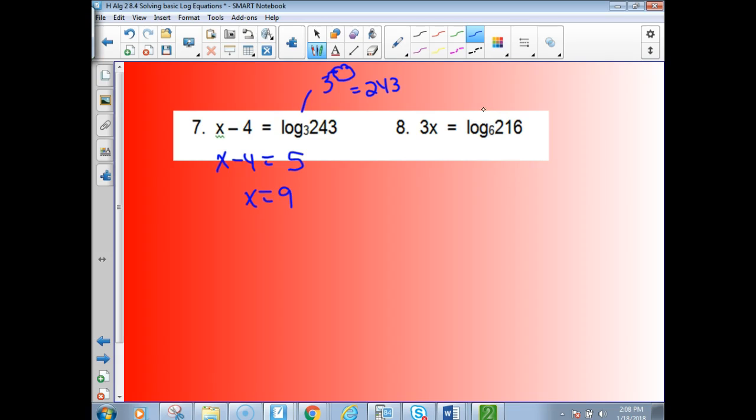Okay, so with that in mind, go over to the right side of this one. 6 to what power is 216? That's your thinking bubble. 3? Okay, so 3x equals 3, and x is 1.